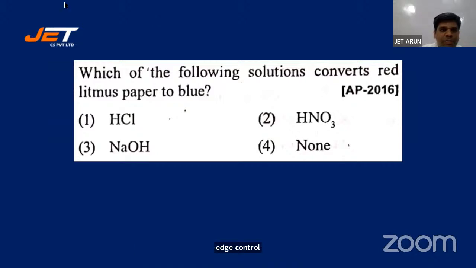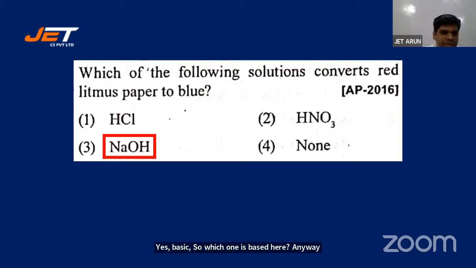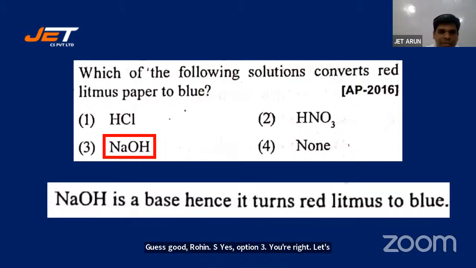Which of the following solutions converts red litmus paper to blue? Red to blue. Litmus paper red to blue convert కావాలి. Red to blue ఎప్పుడు అవుతుంది? Acidic లో, basic లో? Yes, basic. Bhavana, you're right. So which one is base here? NaOH is the base here. Good, Rohini. Sideksha, good. Sidhu, 3, good. Option 3, you're right. NaOH is the base, hence it turns red litmus blue.